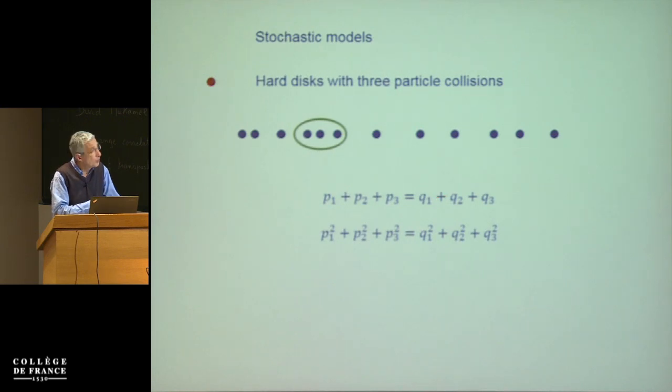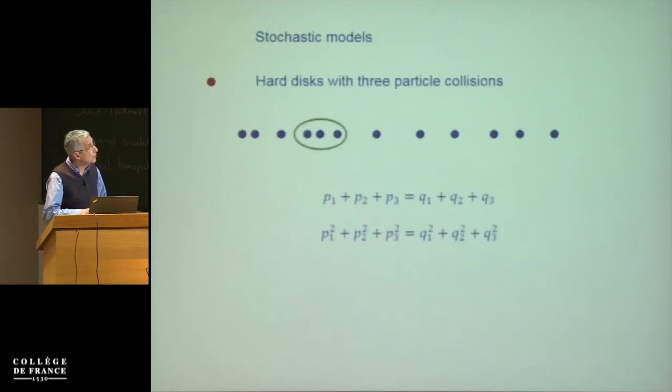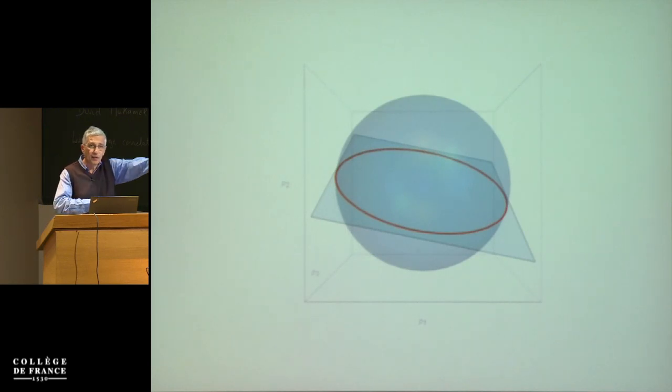Okay? You can do that, and you get new momenta satisfying these conditions. Now you have two conditions and three variables. And the way this is done is, you see, this is a sphere in 3 dimensions, and this is a plane. And when you take the intersection of the sphere and the plane, you get a circle. And you choose a point at random on the circle after a collision. So this is a stochastic way of redistributing the momenta and equilibrating the system. So that's another model that one can think of.